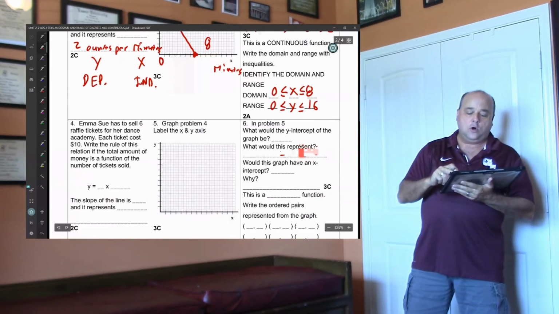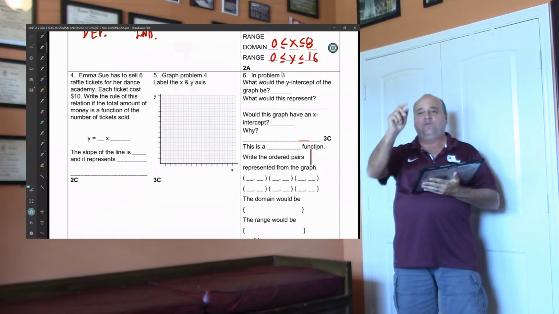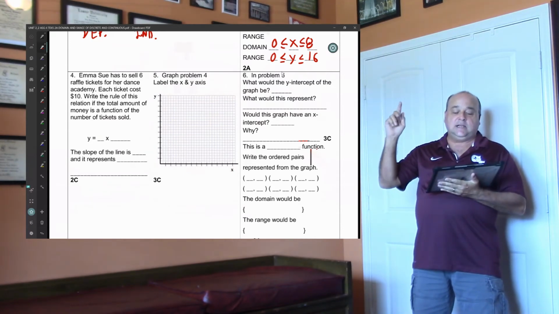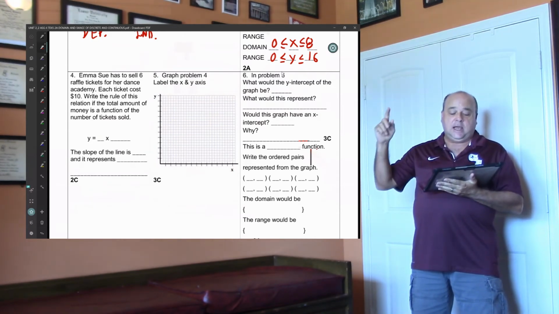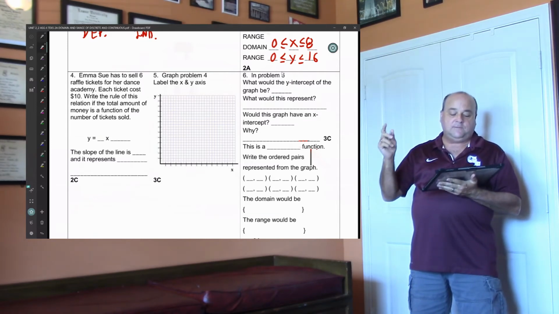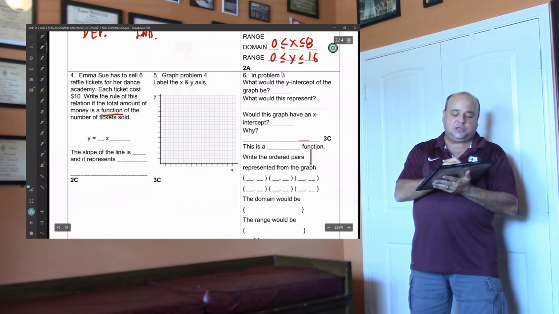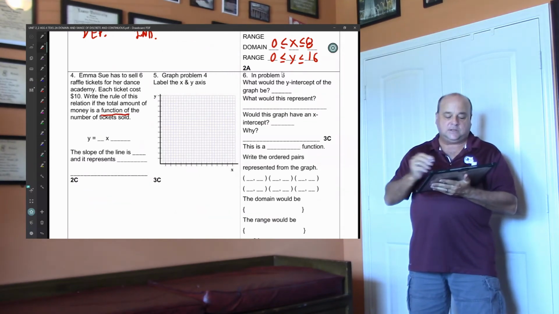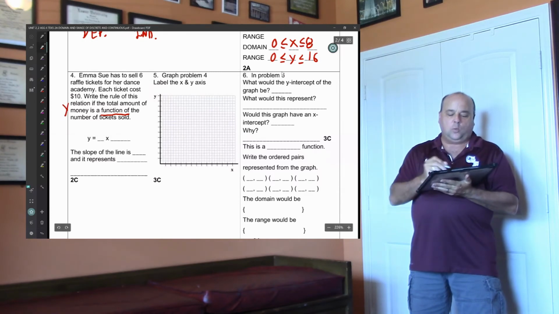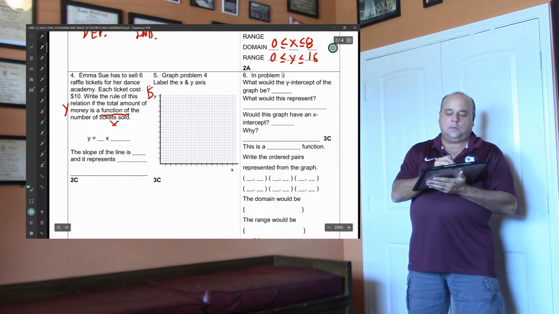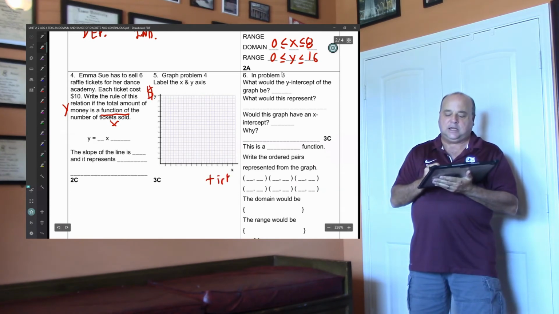Okay, number 4 is a discrete function. Okay, Emma Sue has to sell 6 raffle tickets. Each ticket costs $10. Write this relation if the total amount of money is a function of the number of tickets sold. Let's identify our y and our x. The total amount of money is our y, and the number of tickets is x. So the y-axis will be money, the x-axis will be tickets.